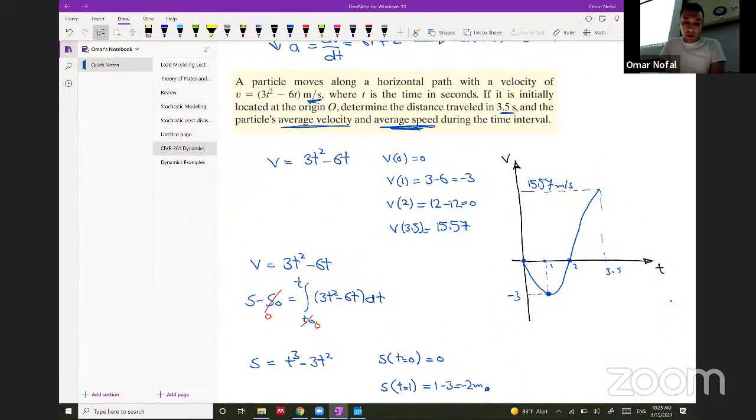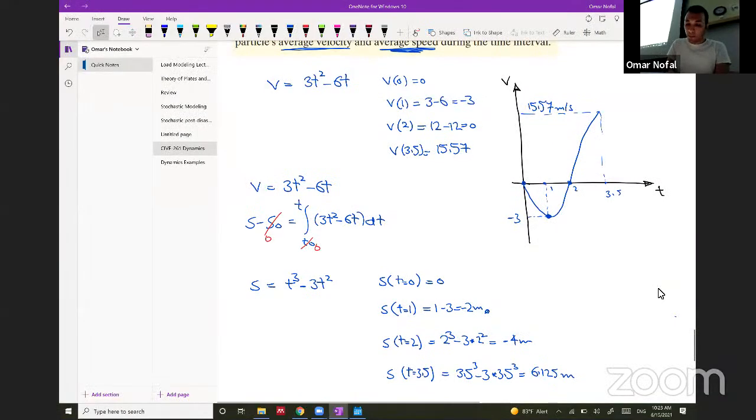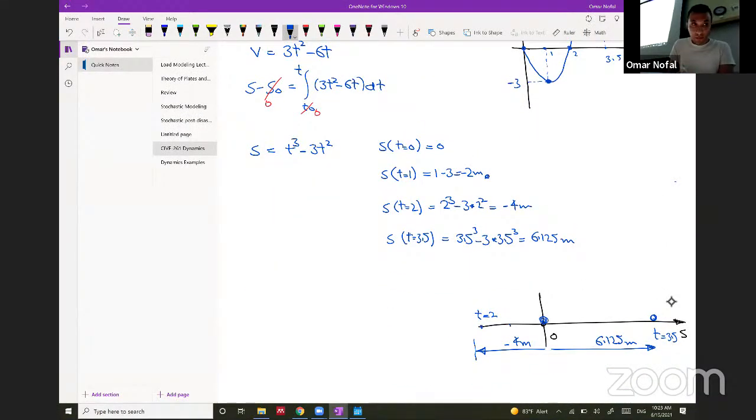So the particle's average velocity. Let's get the average velocity. So V average, as we know from last time, is equal to delta S, the final minus the initial, over the total time delta T. So let's see what the total distance is that this car did. First it came here -4, and then made another +4, and then another +6.125. So this is the total displacement of the particle between T0 and T3.5.